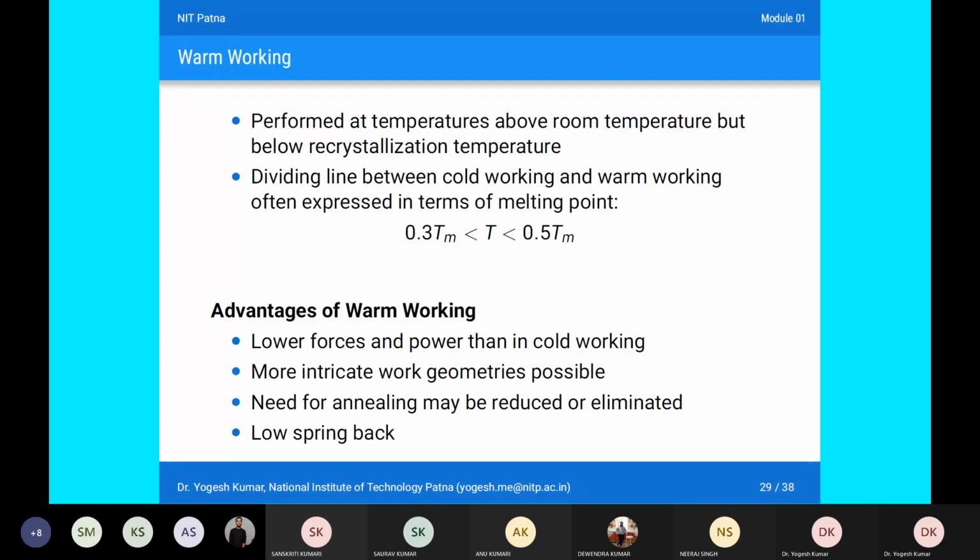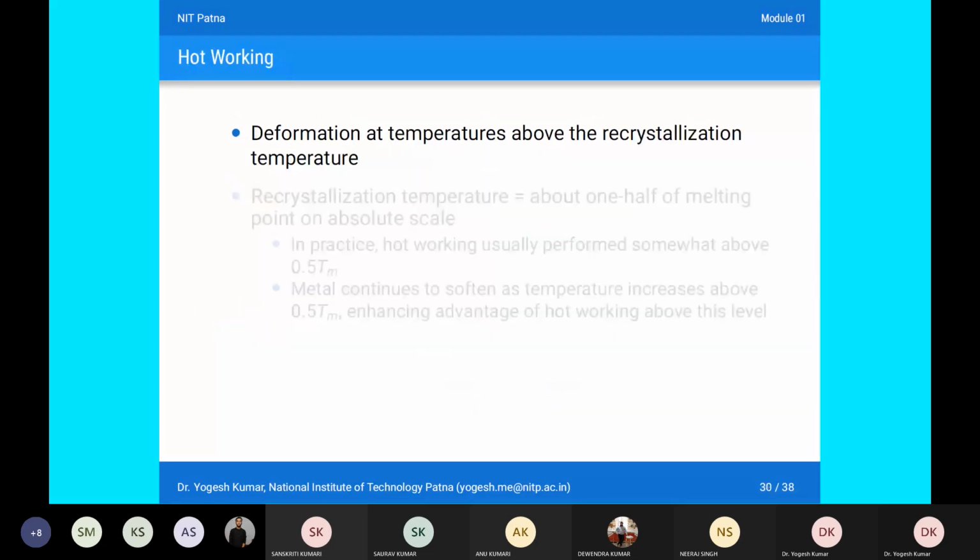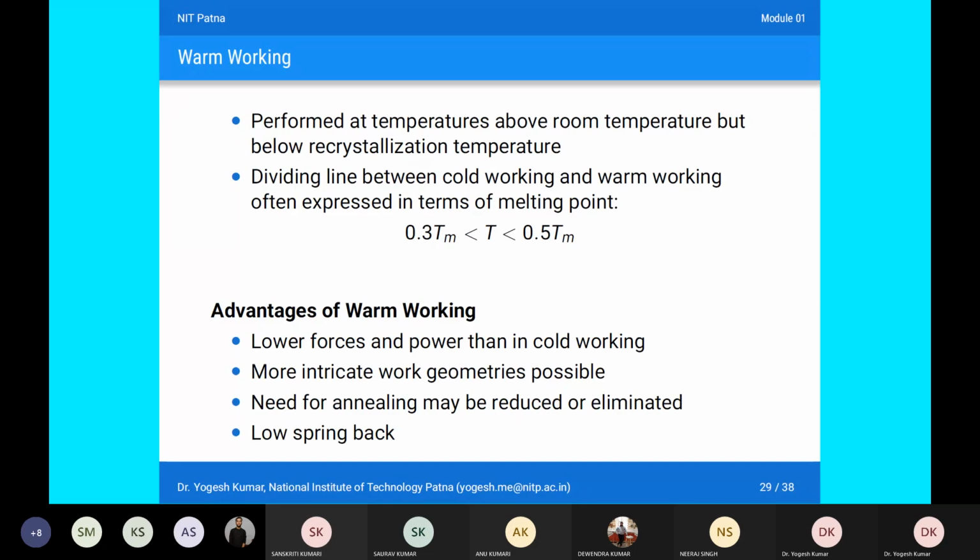In warm working process, one more advantage is there, that is there is low spring back. I have listed it as a disadvantage in the cold working processes. In the cold working processes, there is a considerable spring back issue. But in the case of your warm working processes, this spring back is reduced, or the spring back becomes low. Then let us move to the next temperature range, that is the hot working.